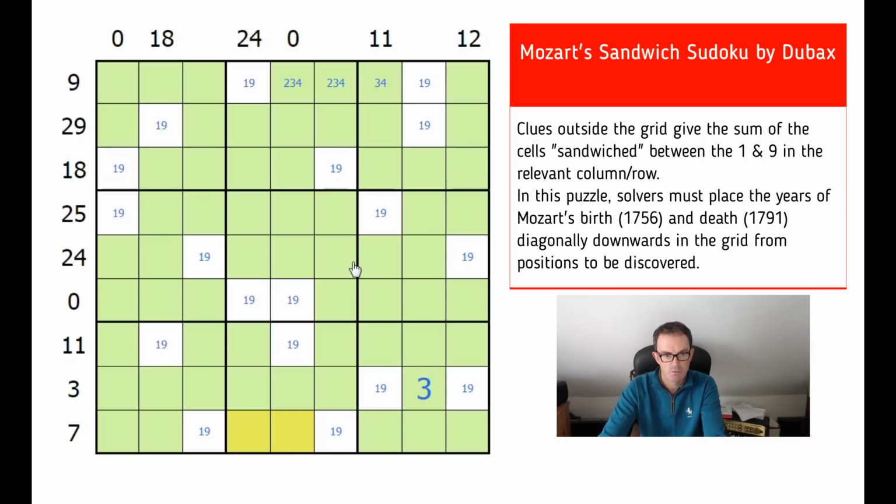7 could be 2, 5 or 3, 4. This has 2 outies, therefore these are 2 and 4. We looked at that before.